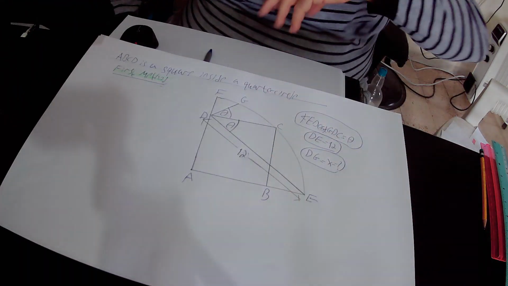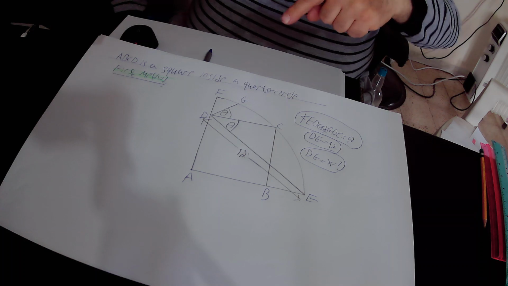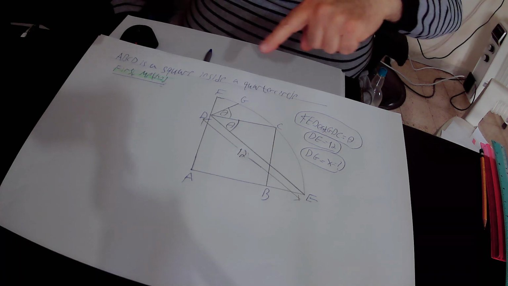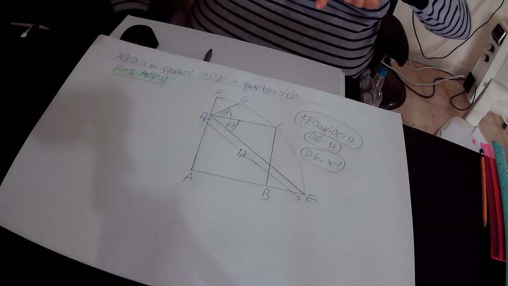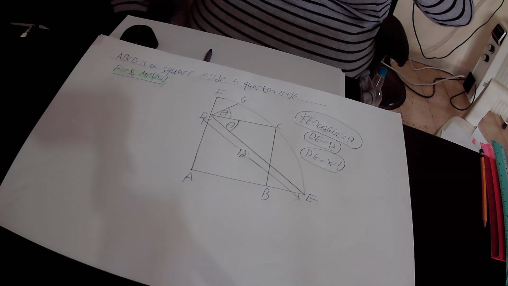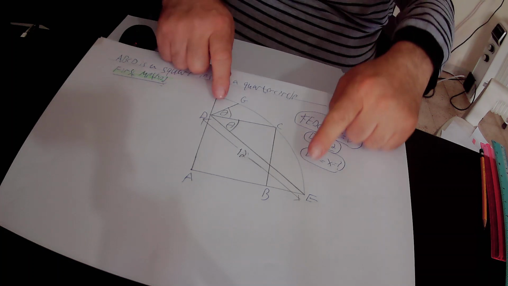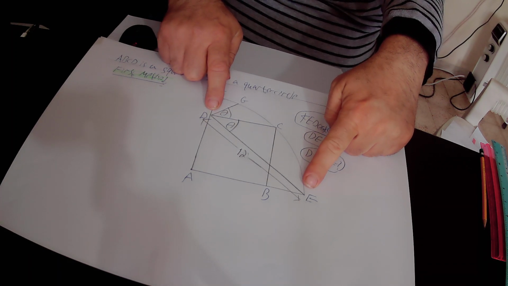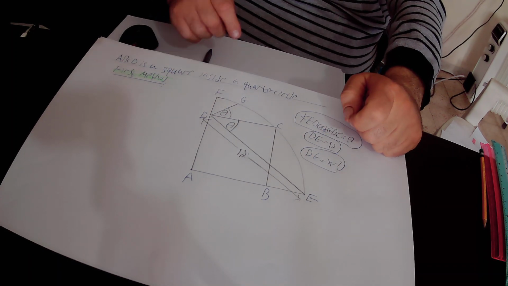Hello, in this lecture we'll find out the value of x using two different methods. In the drawing we have a quarter circle. FAE is a quarter circle. Inside this quarter circle we have square ABCD. In addition, you know that this is line segment DE that is equal to 12 units in its length.